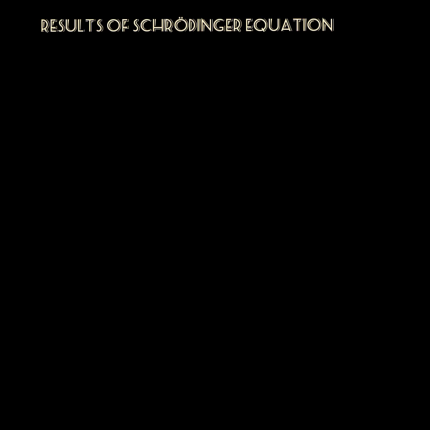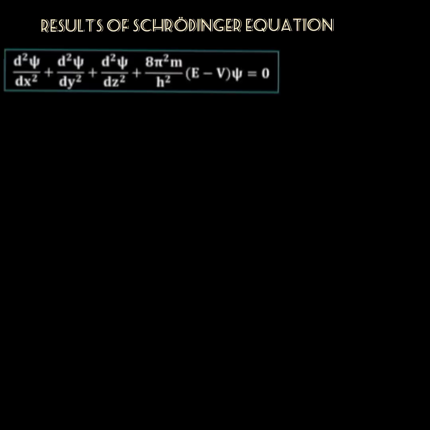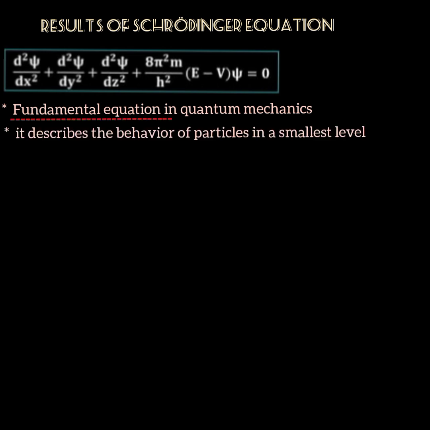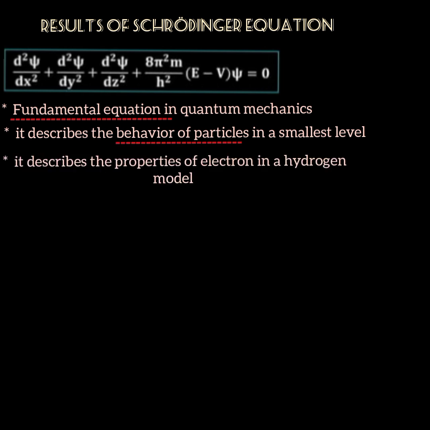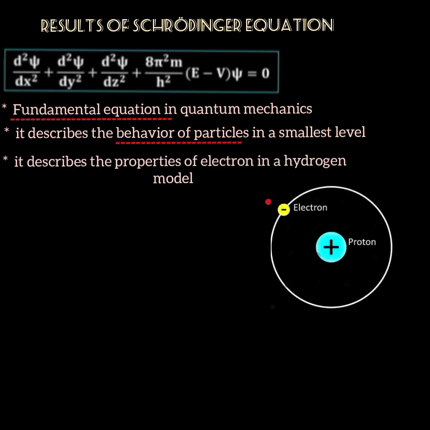In this video we can look at the results of solving the Schrödinger equation for the hydrogen atom. The Schrödinger equation is the fundamental equation in quantum mechanics. It describes the behavior of particles at the smallest level, and it describes the properties of the electron in the hydrogen model. And this equation is based on the classical wave equation.